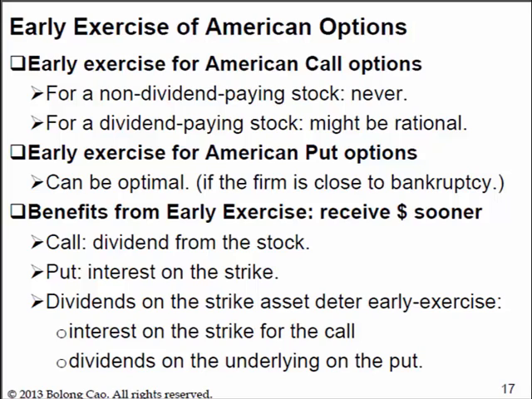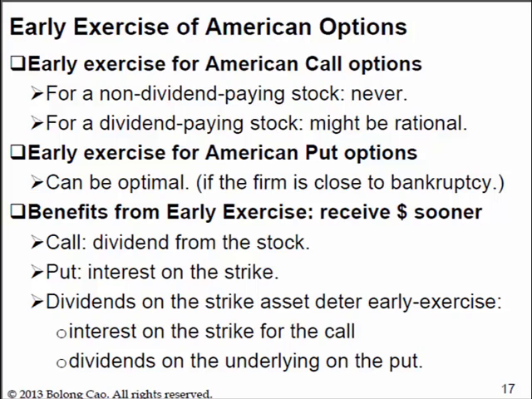For American put options, it doesn't matter whether it's paying dividend or not, it can be optimal. It can be rational to exercise it early. You can exercise your American put options early, especially when the firm is close to bankruptcy. The stock price basically bottoms out at 0, and you just scoop your strike price, getting your strike price back and starting to earn interest on the strike price.